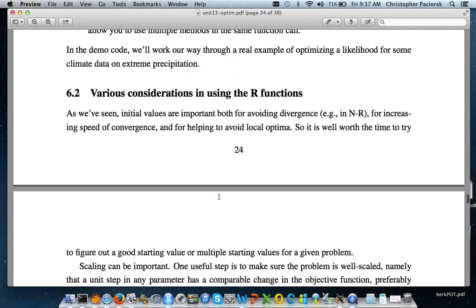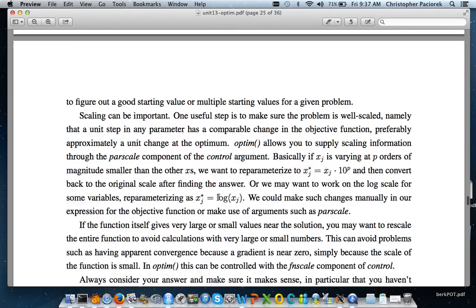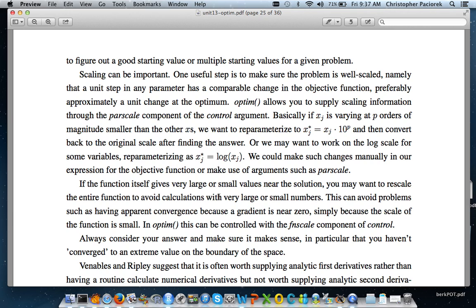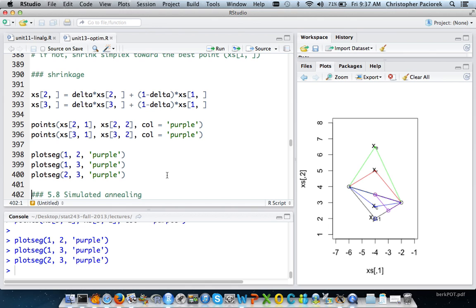Okay, so let's see what some of these options are. Section 6.2 walks through what some of the options to the optim function are, and we're just going to walk through those in an actual example. So let me tell you a little bit about the example that I'm going to use.